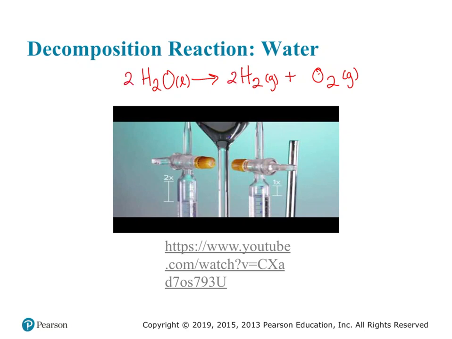Now, this does take quite a bit of energy to occur. So that's why they had to use an electric current in order to split water. But additionally, we could also see that there was 2 times as much hydrogen as oxygen. And we can see that in our balanced equation as well. There's always 2 times the amount of hydrogen gas in the products compared to oxygen.